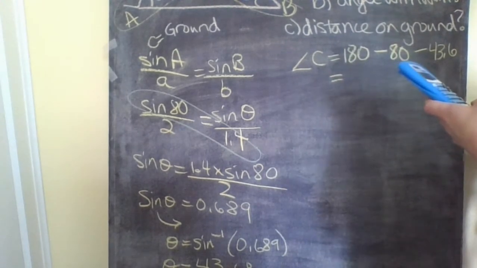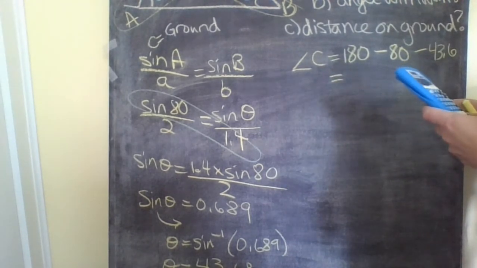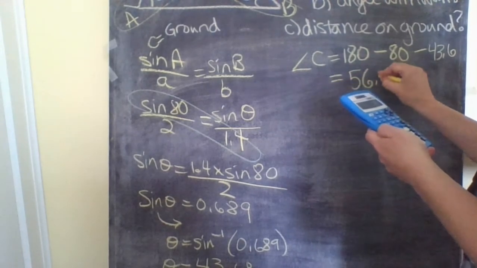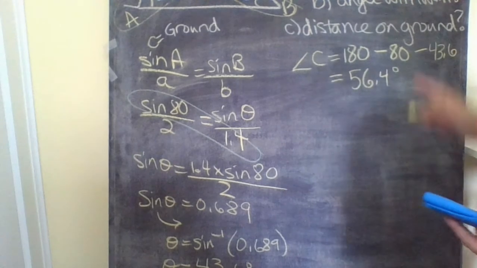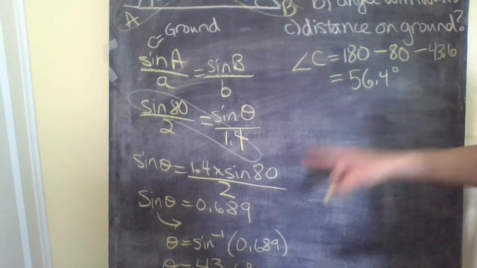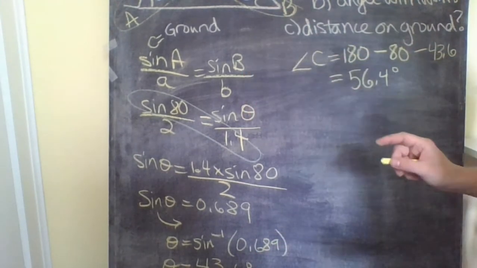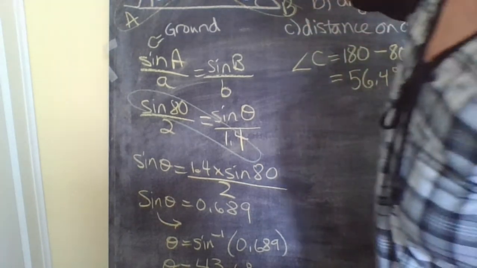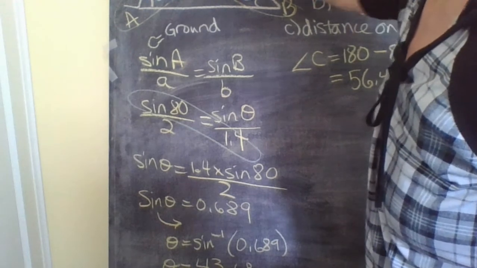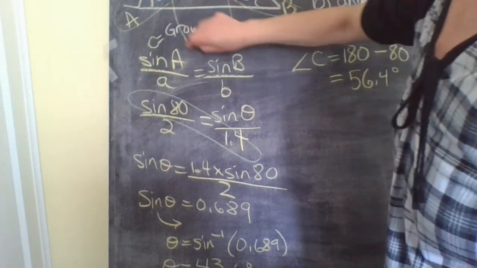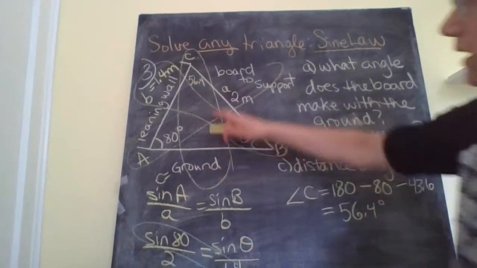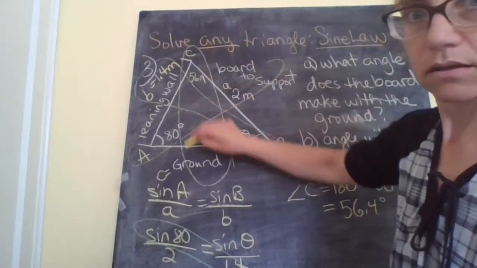So let's see. If I did that right, that gives me 56.4 degrees. So that's the angle the board makes with the wall. This was the angle it made with the ground. So now I know that number, so let's pop that up here, 56.4, because now that I know that, I can now solve for my left side length.